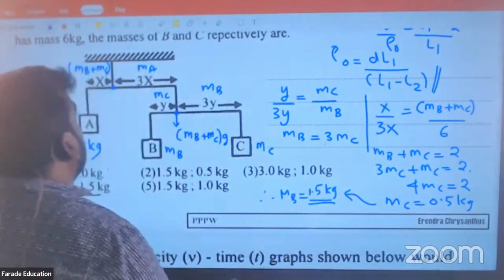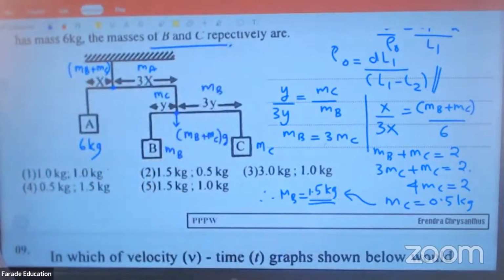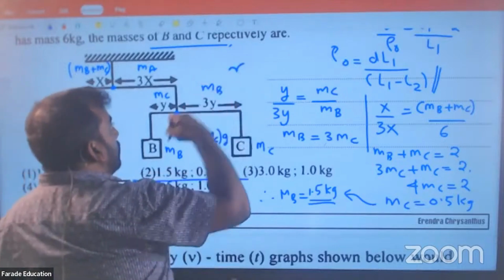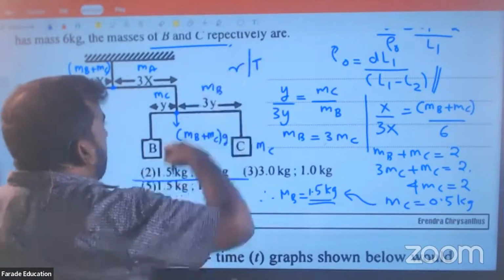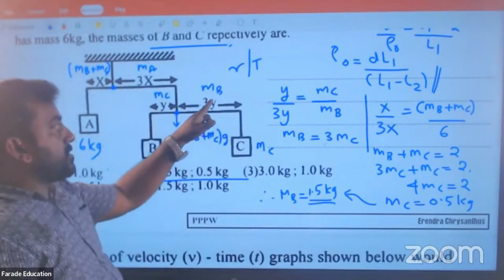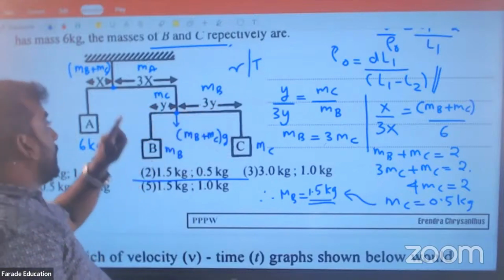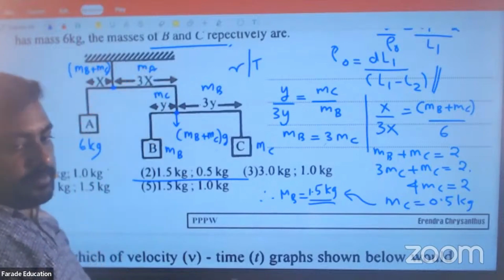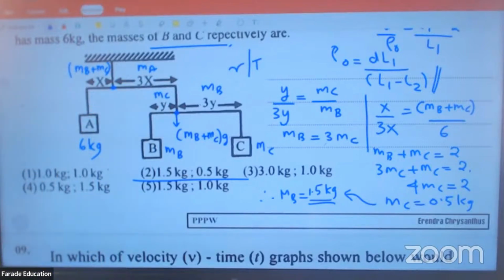What is the order they are asking? B and C, B first. 1.5 kg first, 0.5 kg next. The correct answer is answer number 2. If we apply the ratio theorem, this ratio is equal to the opposite mass ratio. This ratio is equal to the total mass here, MB plus MC, 6 kilograms. This can be found by applying the ratio theorem. Right.